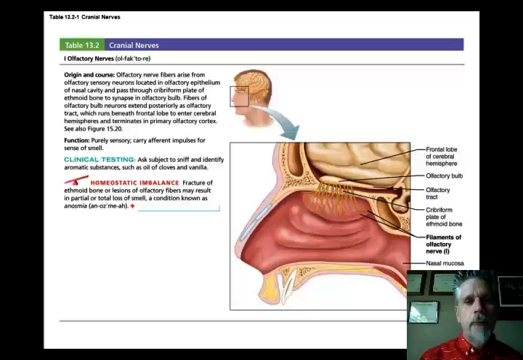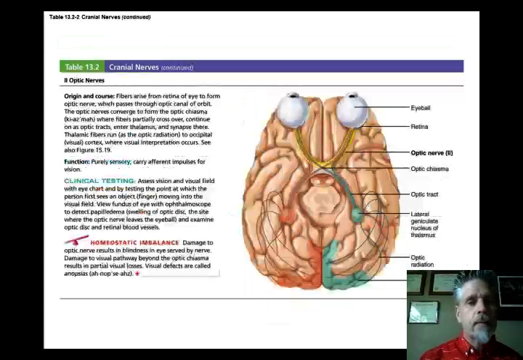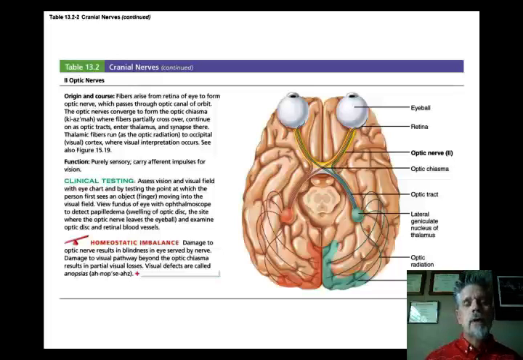Number 1, olfactory. Olfactory means smell, right? So olfactory is a sensory nerve that's routing chemical information from the nasal cavity, right? So it's routing it into the brain like we saw before. So that's olfactory. Second one is optic. So optic is routing visual information from the back of the eye, and it's routing it back to the visual cortex in the occipital lobe.